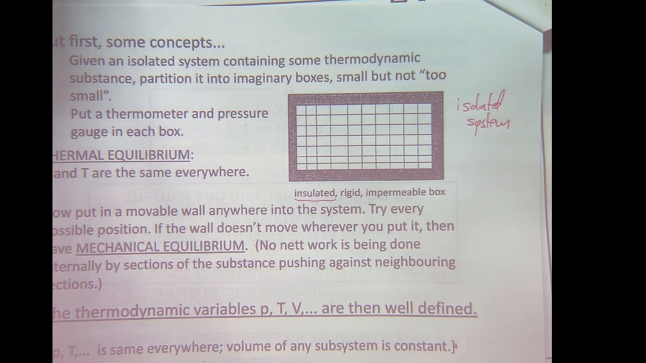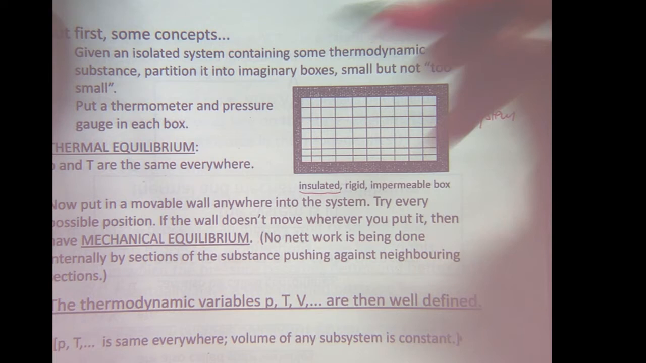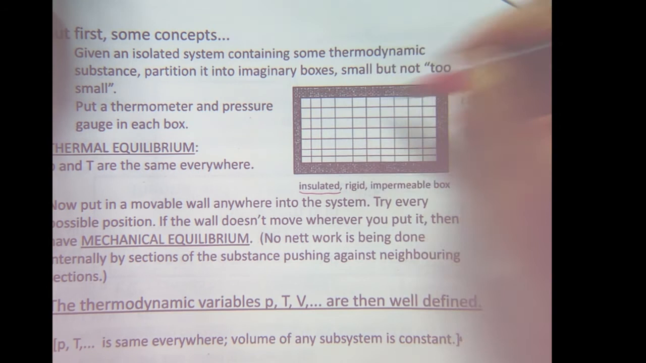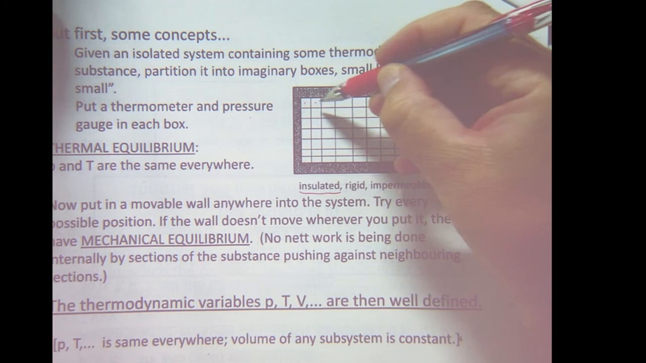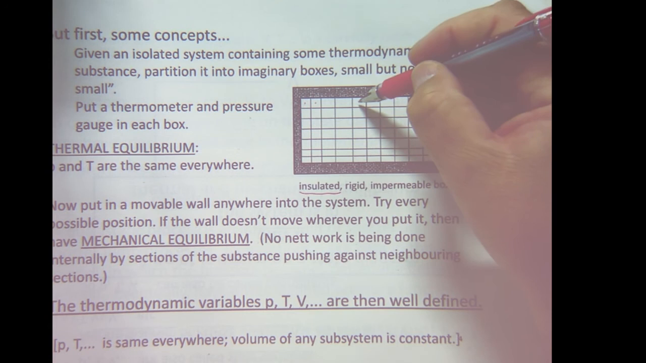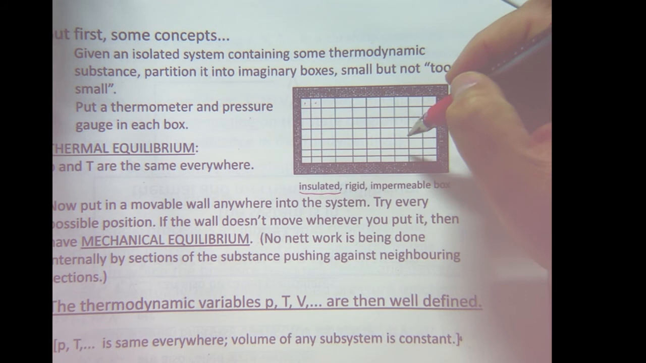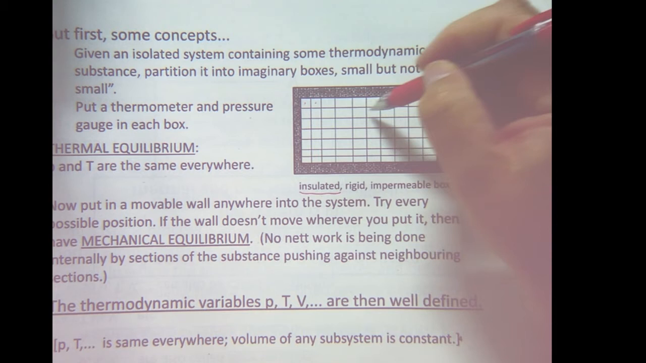So thermal equilibrium is this. Get a thermometer, and first of all, suppose you divide up your system into many small boxes, and you put a thermometer into every single one, or you've got enough thermometers in every little box, and you let the thermometer reading settle down, and eventually you notice that all your thermometers read the same temperature. So what that means is that every point of the entire system is at the same temperature.